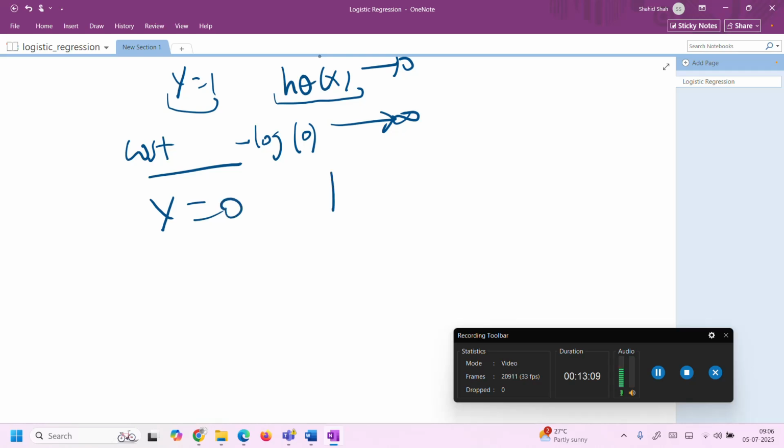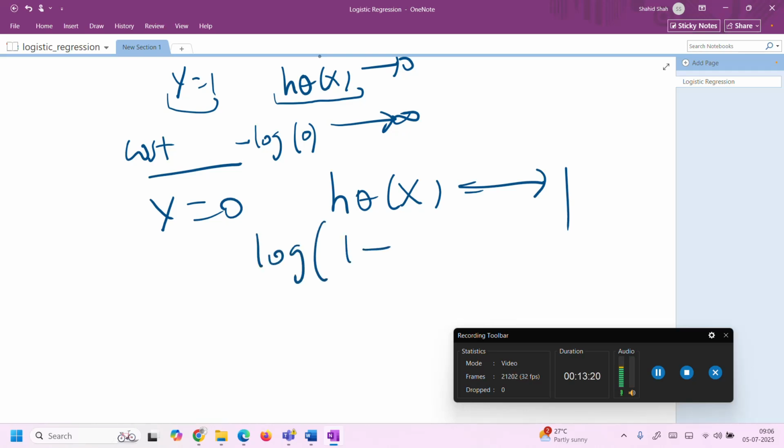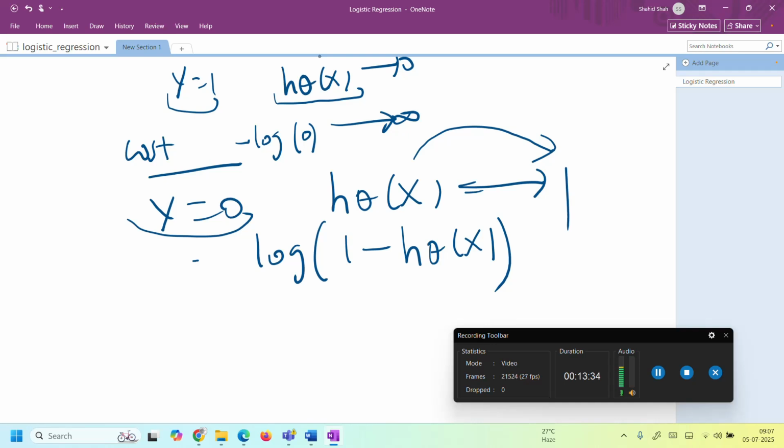Similarly, if y is 0 but your model decides that h theta of x tends to 1, in that case what should we have as a loss function? It will be minus log of 1 minus h theta of x. See how? If your y is 0, that is a true value, but your model makes an error, it decides it is closer to 1. So now I take minus here also. What will be the value of this? Log of 1 minus 1, but minus here. So log of 0 is minus infinity, minus log of 0 is plus infinity. So we get the cost plus infinity.